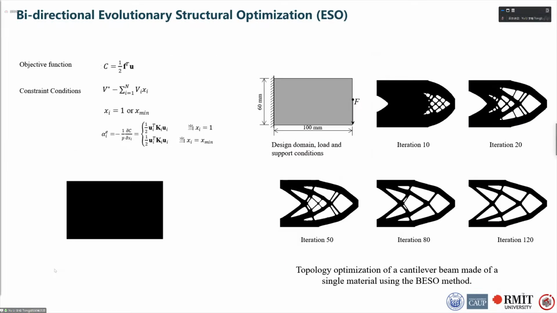Based on the ESO method, Yimin and his team further developed this algorithm by introducing the bidirectional evolutionary structural optimization method, which is also called the BESO method. In this method, both material addition and removal can occur at the same time during each iteration of the topology optimization. The example presented here demonstrates the use of the BESO method for topology optimization of a cantilever under a concentrated load.